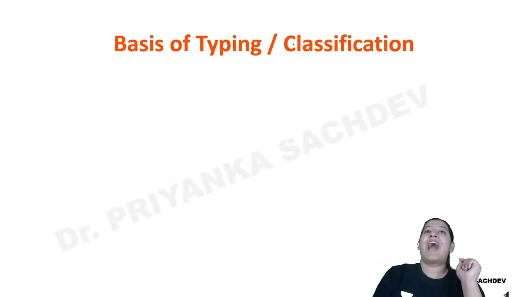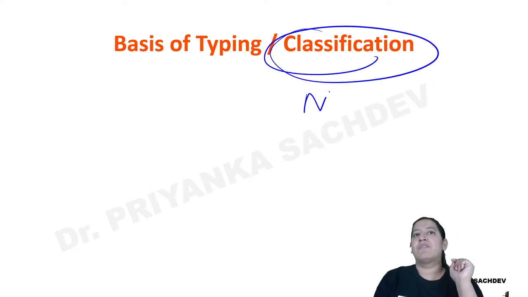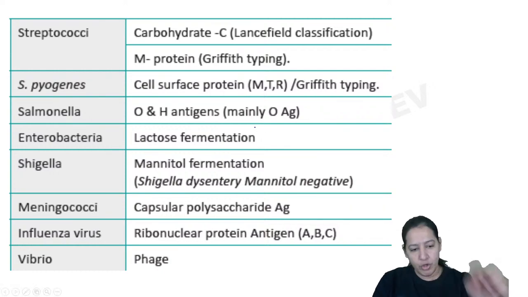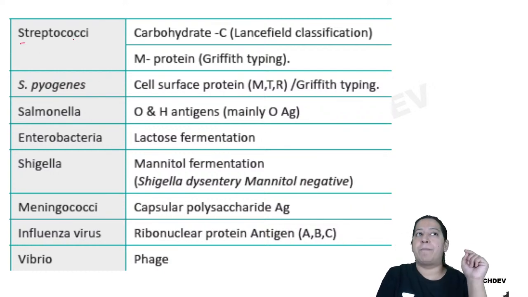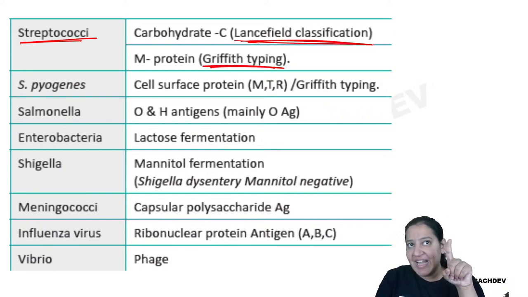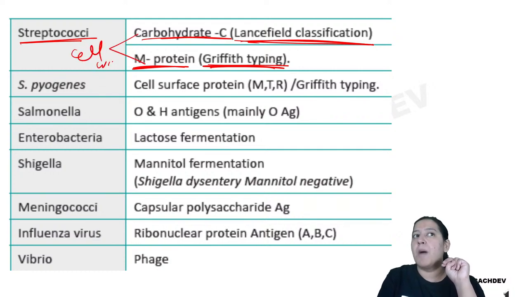Okay, so types of classification, names of the classification. Classification kitne tarah ki bacteria ke pata hai aapko? Do you know the classification of Streptococcus? It is based on two things, Lancefield classification and Griffith classification. Lancefield classification is based on carbohydrate C in the cell wall, and Griffith classification is based on M protein in the cell wall. Ye dono cell wall ke components hain.